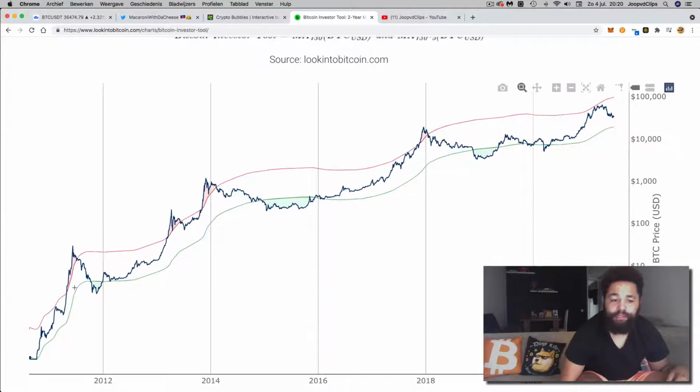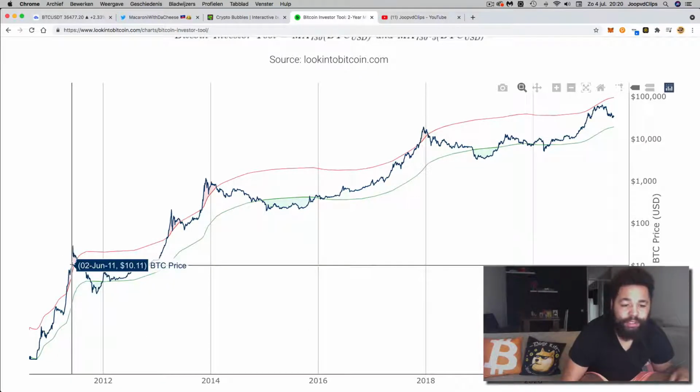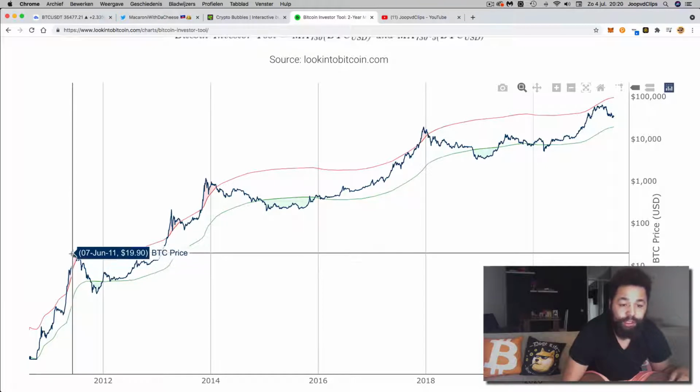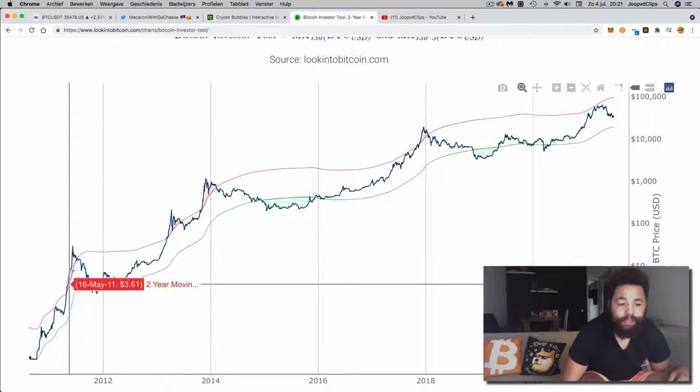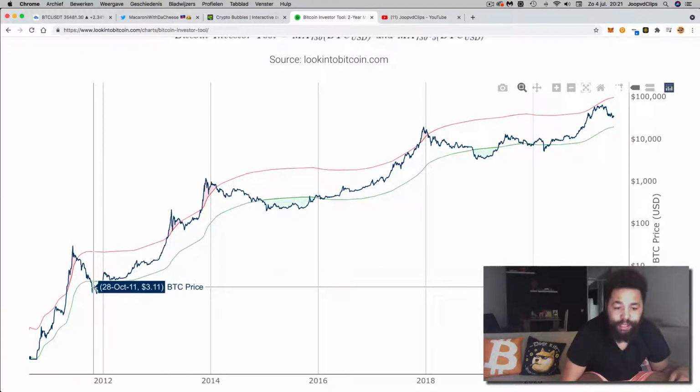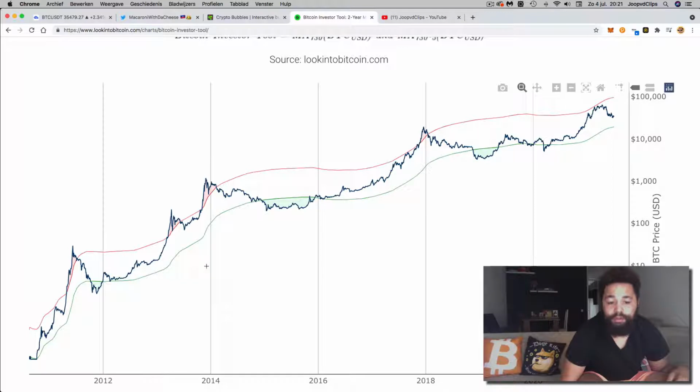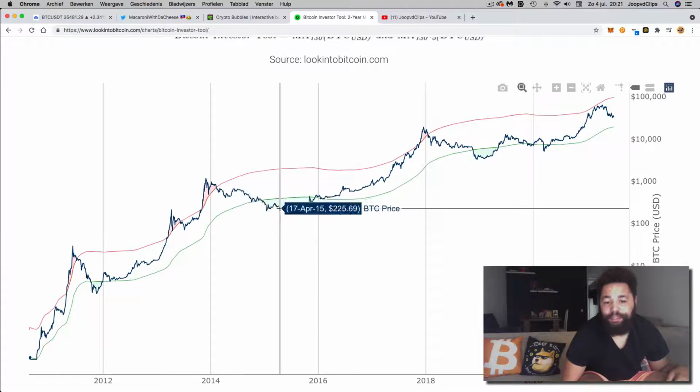This is the chart. When Bitcoin was in 2011, on the 2nd of June, it reached a top of $20. It is the red. In the same year, on 5 November 2011, it was $3. So in 2014, this was the top. It was $586. The green, it was a good moment to buy, $225.